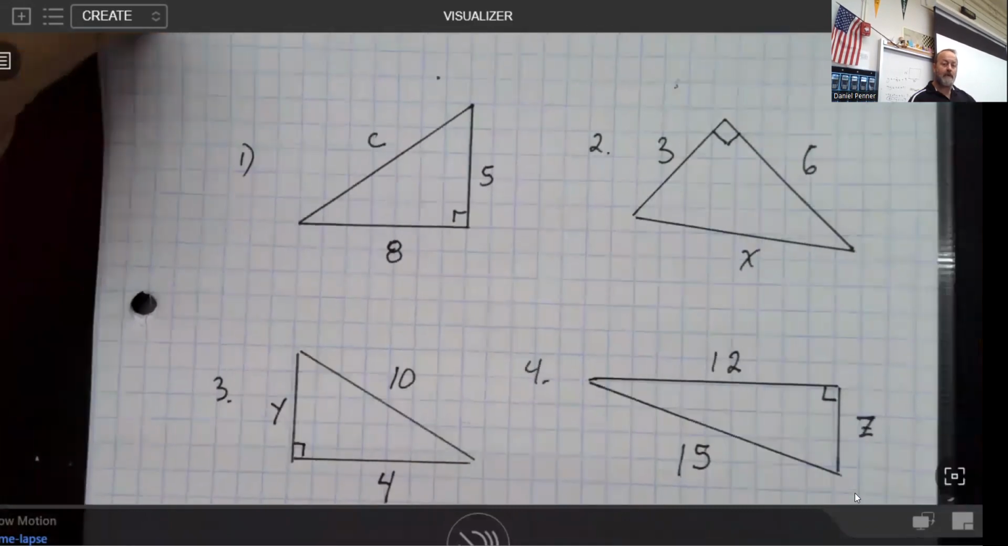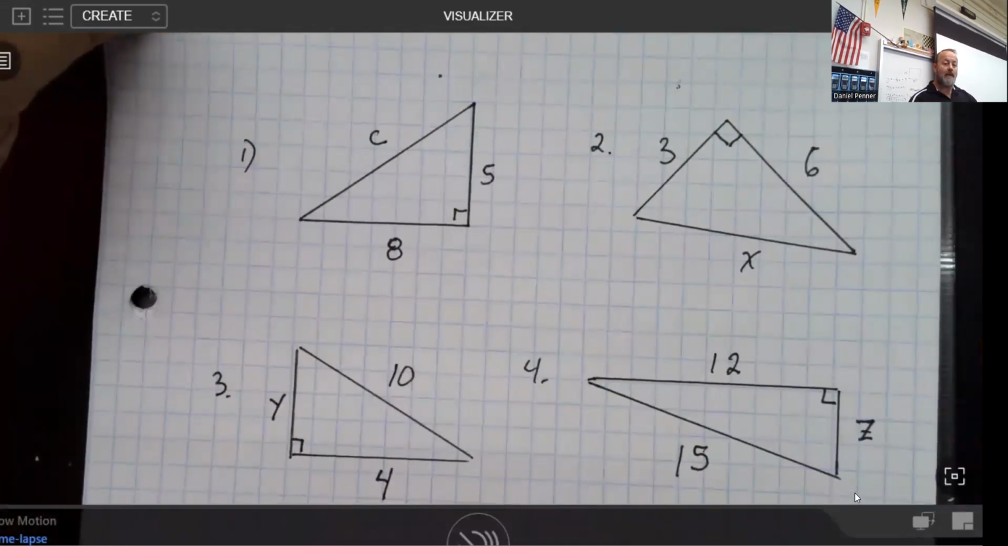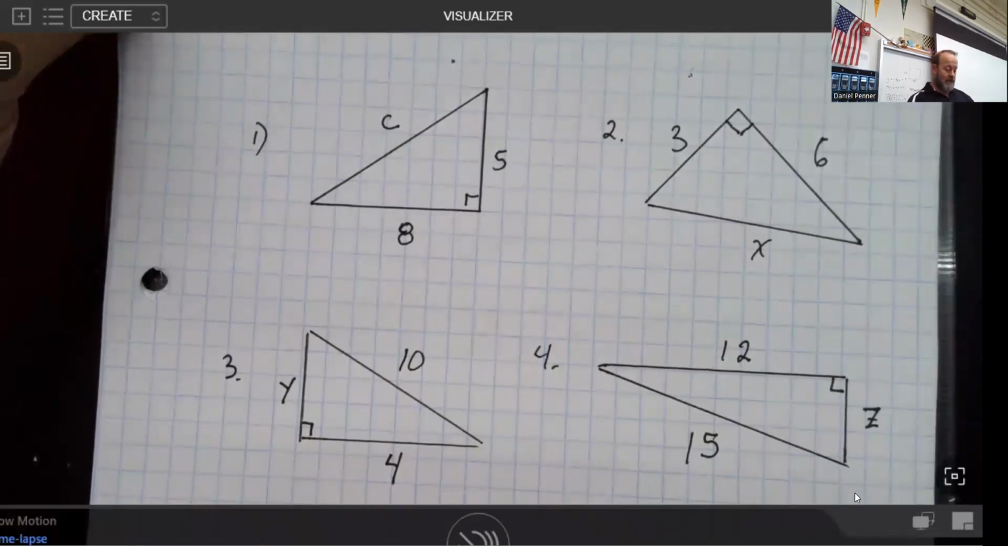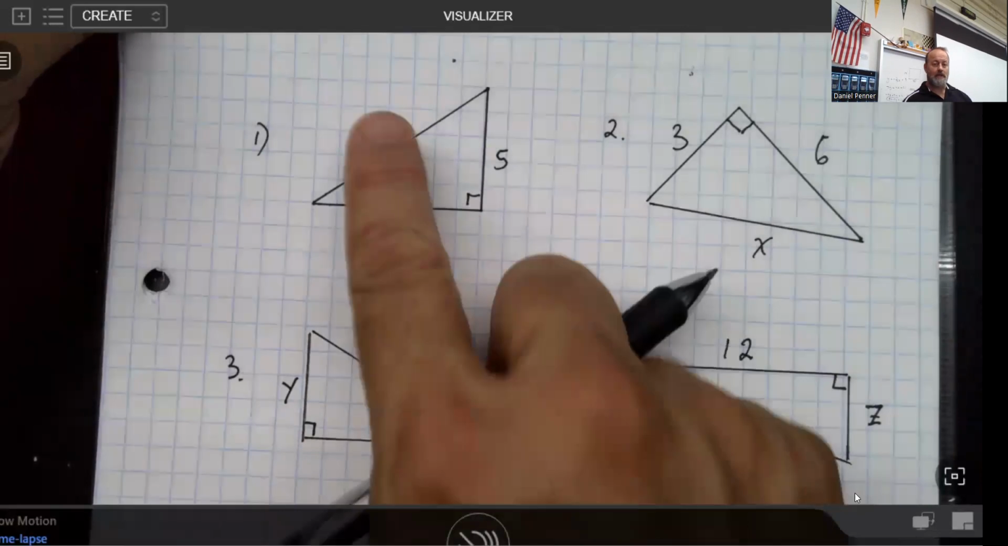The hypotenuse of my number 1 is going to be C. The hypotenuse of number 2 is X. The hypotenuse of number 3 is going to be 10. The hypotenuse is that one across from the 90, also the longest side.